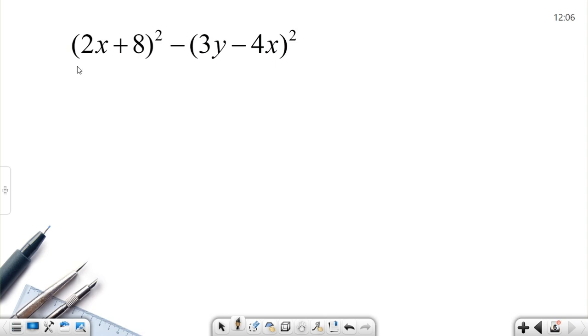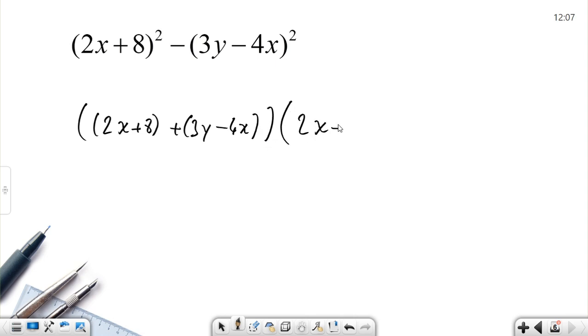Another squared expressions example. These are expressions. Let's say this is a, this is b. So what am I going to write? a plus b, a minus b, if you want a shortcut. But I'm not going to write that one. I will directly write the expressions. Let's add the expressions and subtract the expressions. So 2x plus 8 plus 3y minus 4x. Add them, 2x plus 8, first expression, minus 3y minus 4x, second expression. Add them and subtract them.